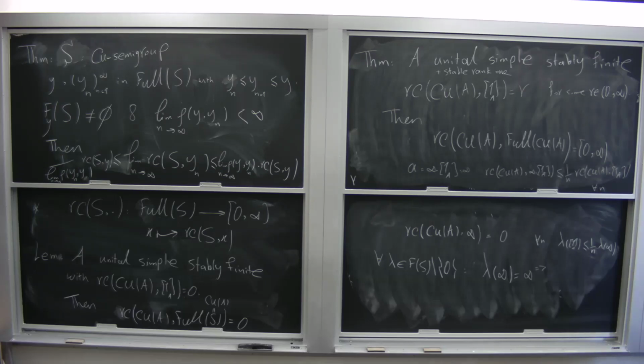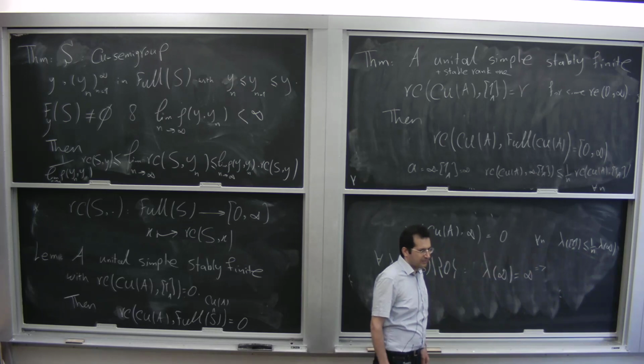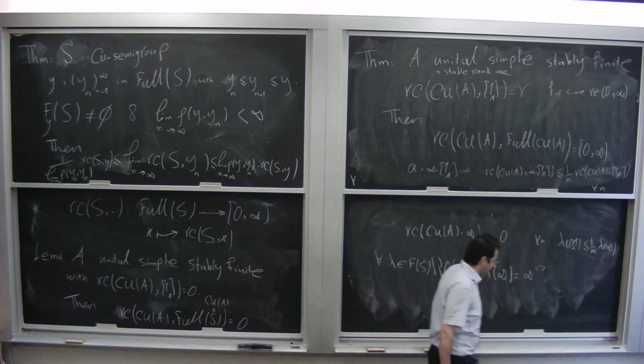So this radius of comparison is never the radius of comparison of some C*-algebra, I mean, some C*-algebra related to the algebra you start with, for example, the Villadsen algebra. It cannot be 0. Maybe this is a good point to give the definition of the RC. So yeah, okay, yeah.